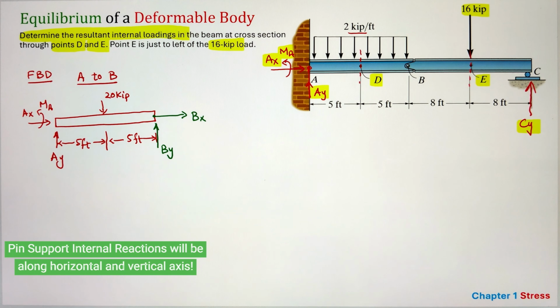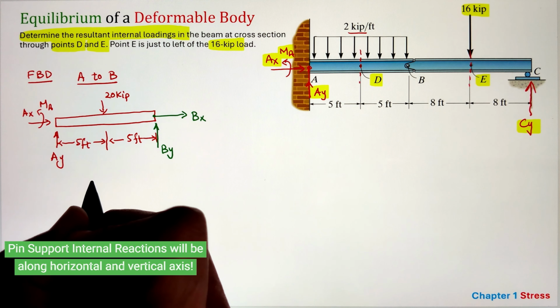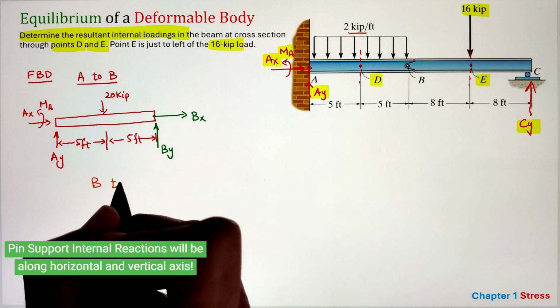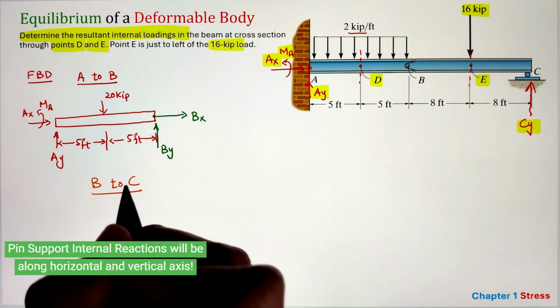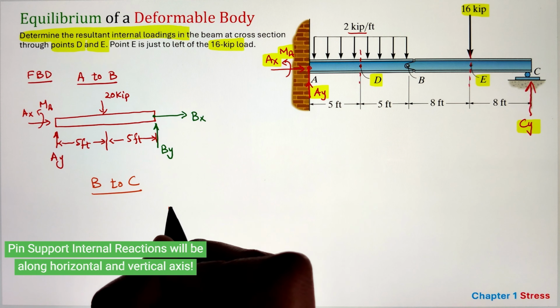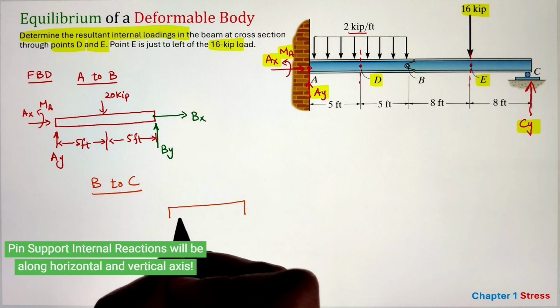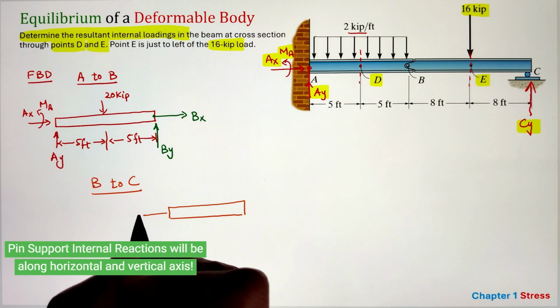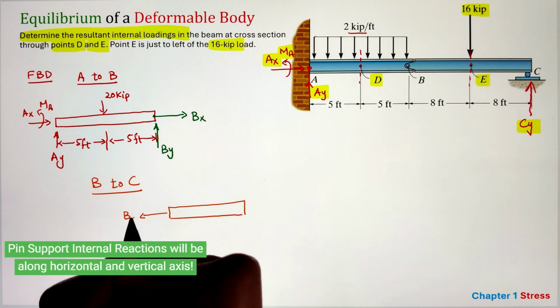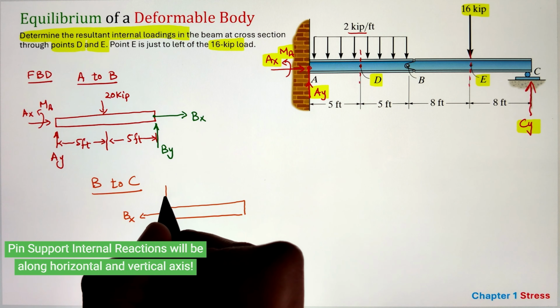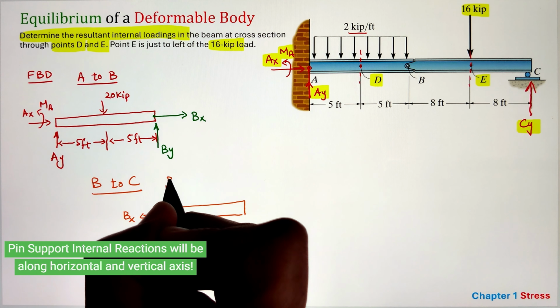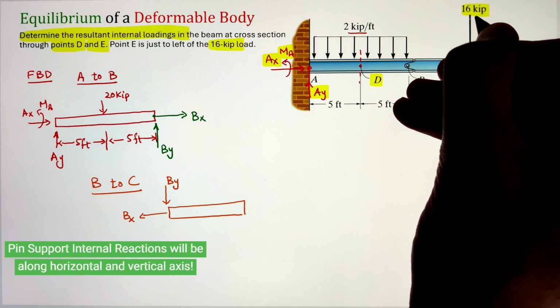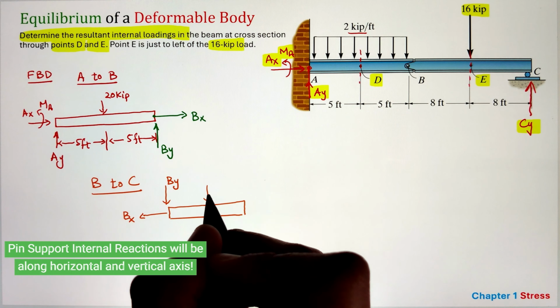Next, I have point B that is pin connected, so we have two support reactions of Bx and By. Now keep in mind, these are the internal reactions. So if we develop a free body diagram for the section from B to C, they will have the same magnitude but opposite direction. And the idea is once we connect these two sections back together, those two forces will cancel out.